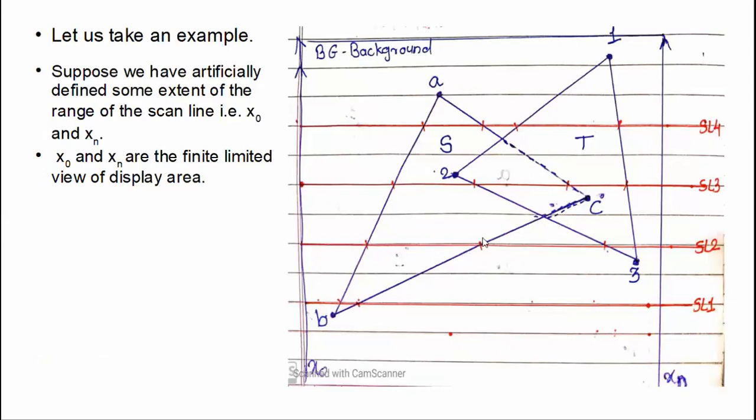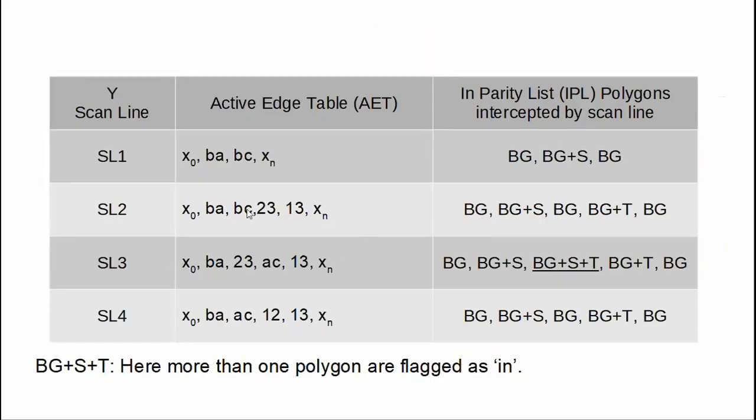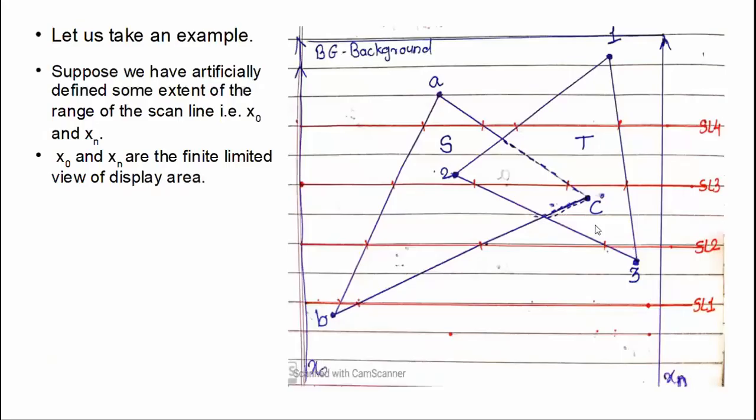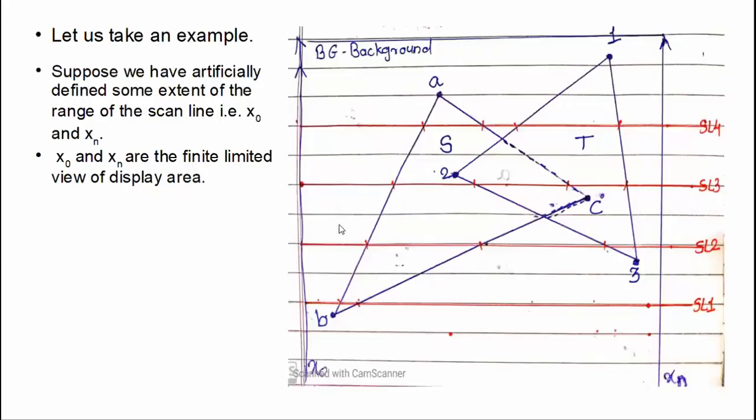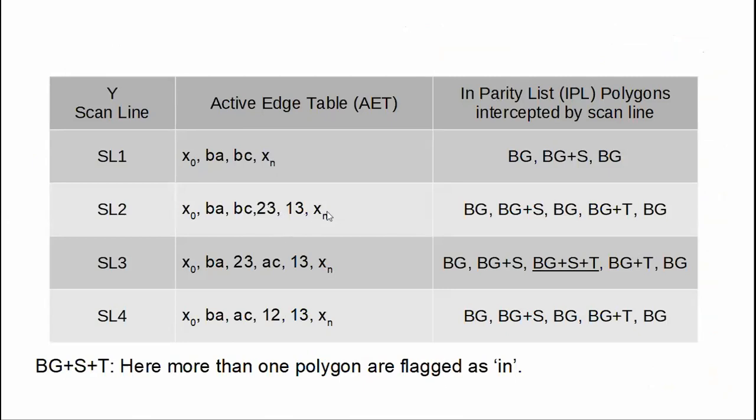Okay, so next is what? After AB, it is BC. Similarly, after BC, here it is intersecting an edge of this polygon, 2, 3. And after that, again one more edge is intersected, that is 1, 3 over here. So this scan line 2 is intersecting the polygons at 4 places. So 2, 3, and 1, 3, and finally it is xn.